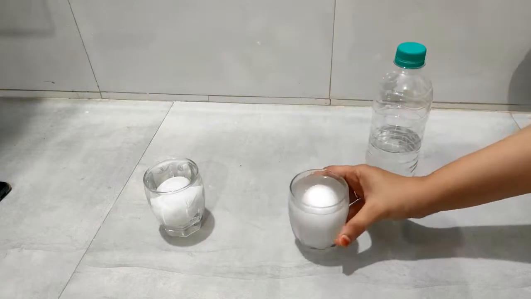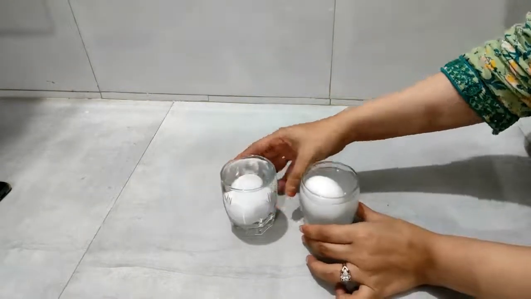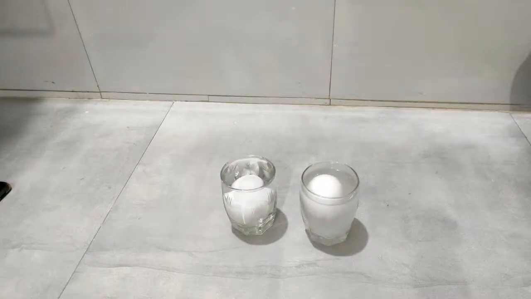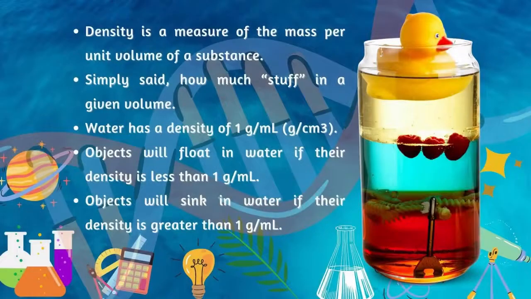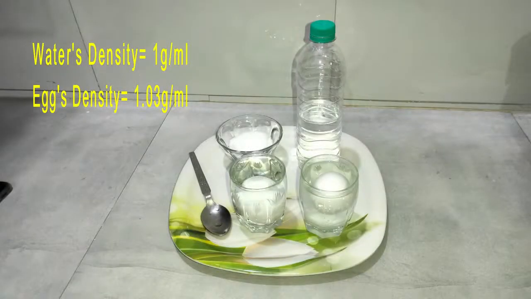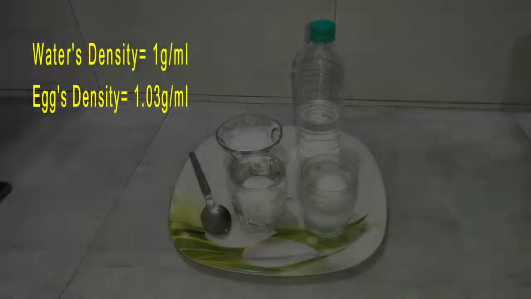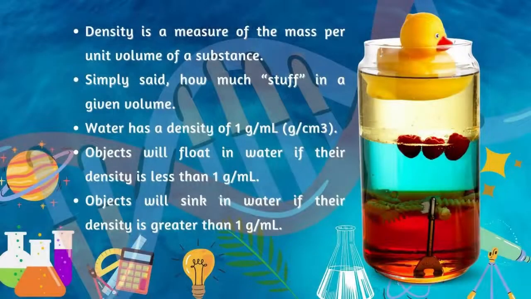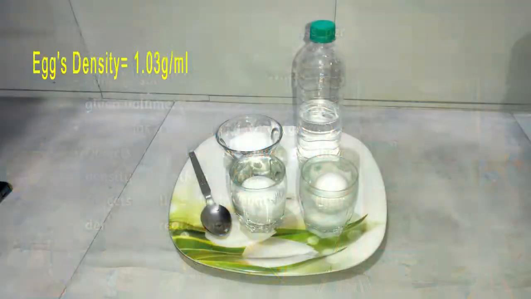What happened here? Why does the egg sink in regular tap water but float in salt water? The answer lies in the density of water. As we know, density is a measure of the mass per unit volume of a substance, simply said, how much stuff or matter is in a given volume. Water has a density of 1 gram per ml or gram per cubic centimeter. Objects will float in water if their density is less than 1 gram per ml, and objects will sink in water if their density is greater than 1 gram per ml.